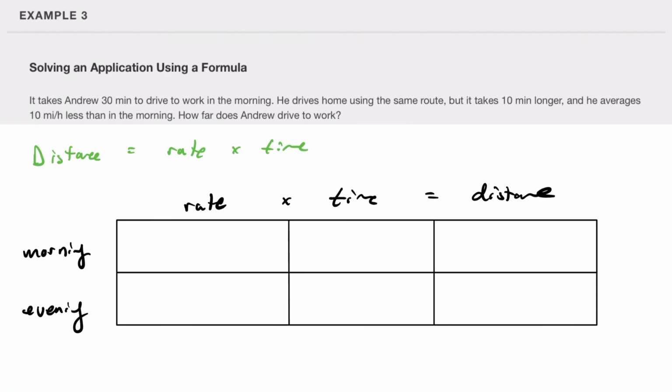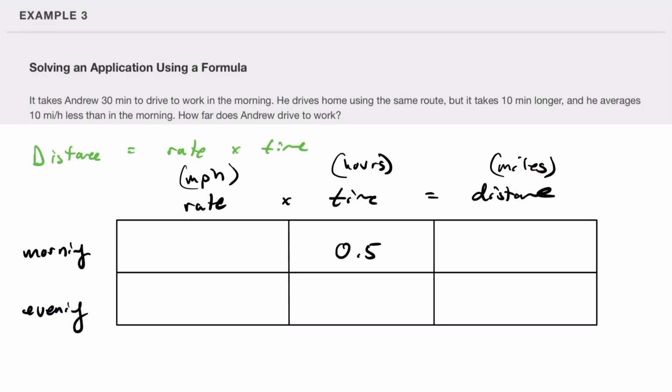So it takes Andrew 30 minutes to drive to work in the morning. So his time in the morning, and this is going to be in terms of minutes. Wait a minute. Instead of doing this in minutes, we need to do this in hours. We need our units to be proper. So this is going to be in terms of hours, this is going to be miles per hour, and the distance is in units of miles, right? So if it takes him 30 minutes to drive to work in the morning, that's half of an hour. So we'll say 0.5 hours.